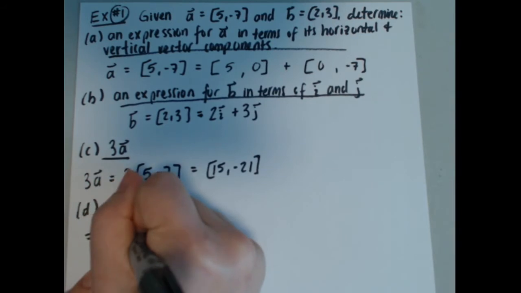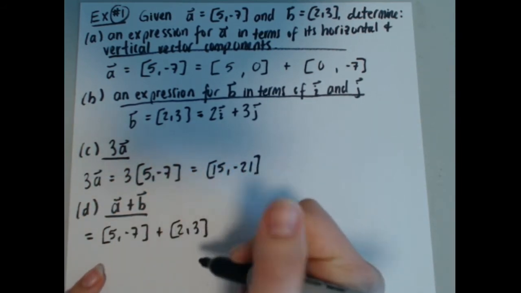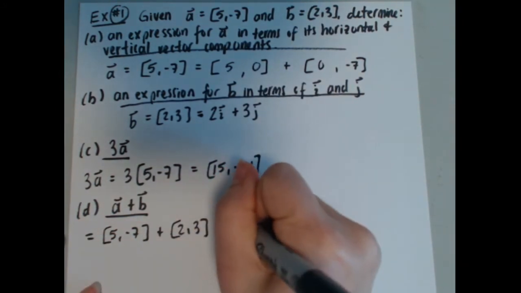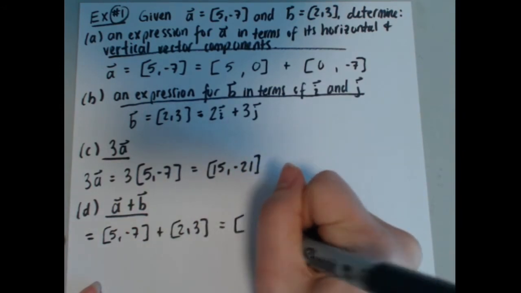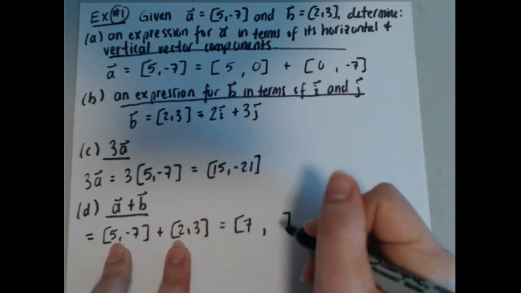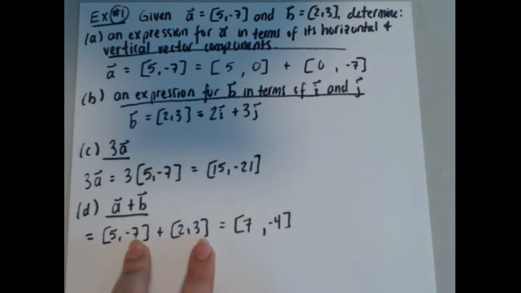So a plus b, well, the vectors are right here. (5, -7) plus (2, 3). I know that I'm adding x to x and y to y. These are like your like terms. When you add vectors, you always end up with one vector in the end. So 5 plus 2 is 7. -7 plus 3 is -4. Okay, so that's a plus b.